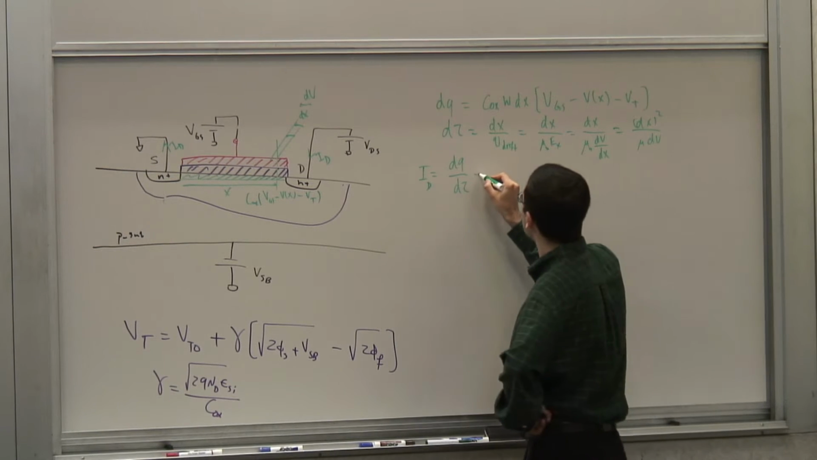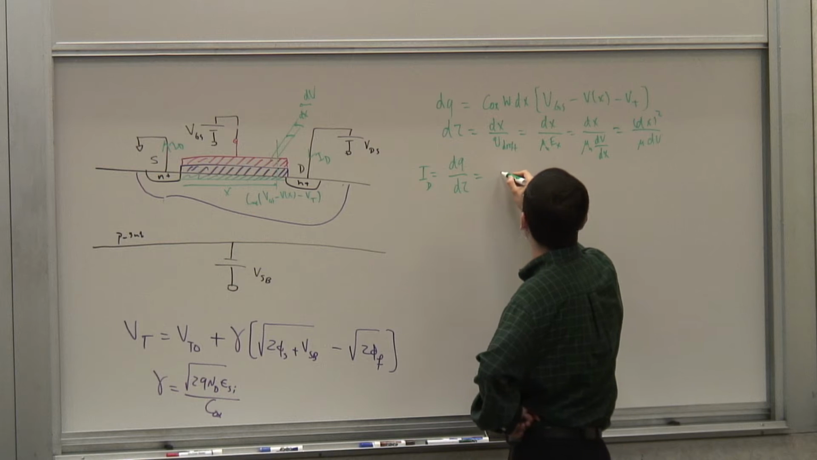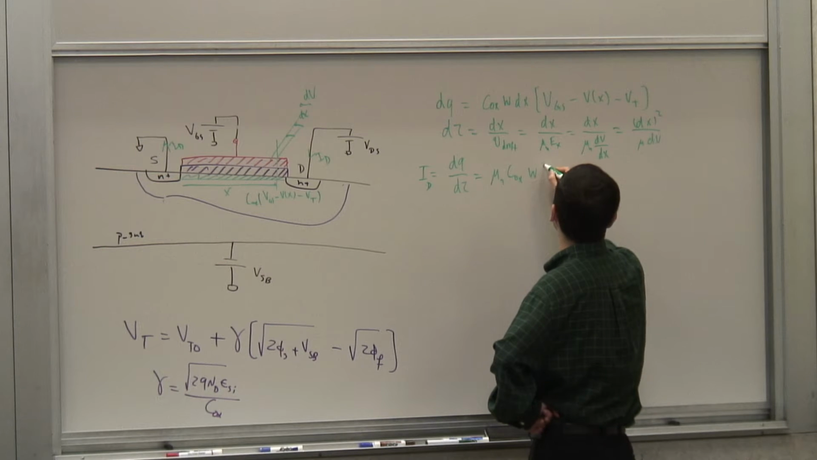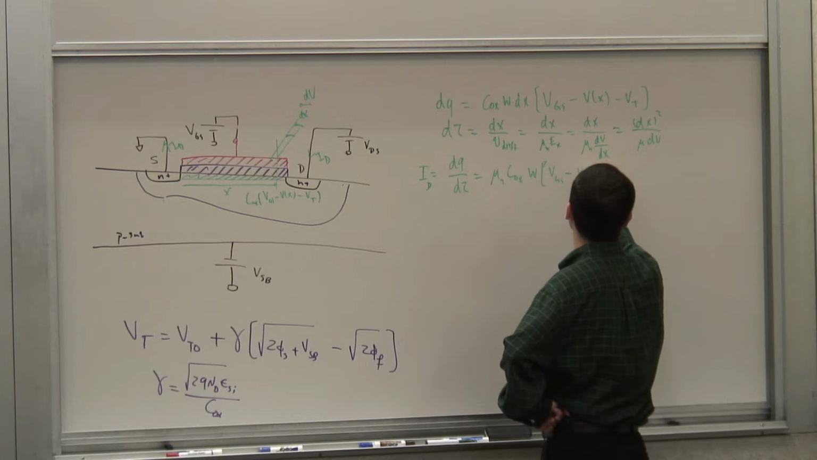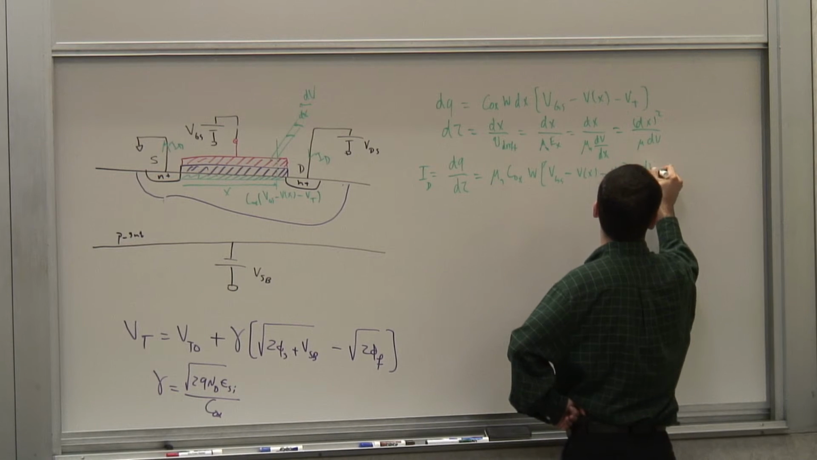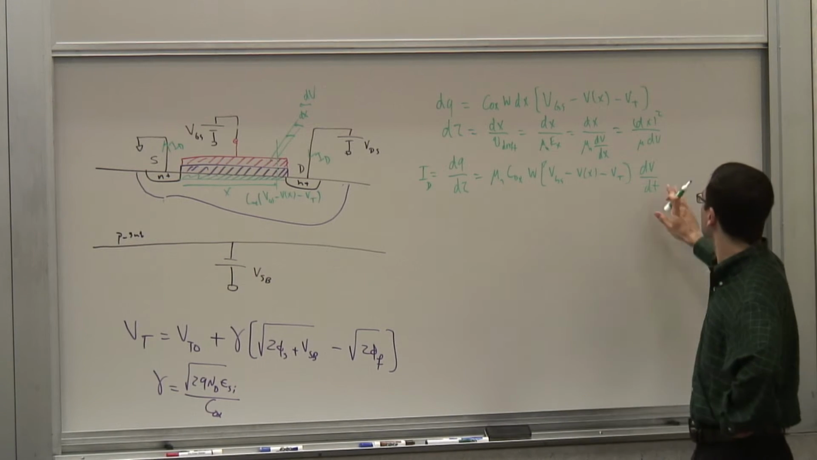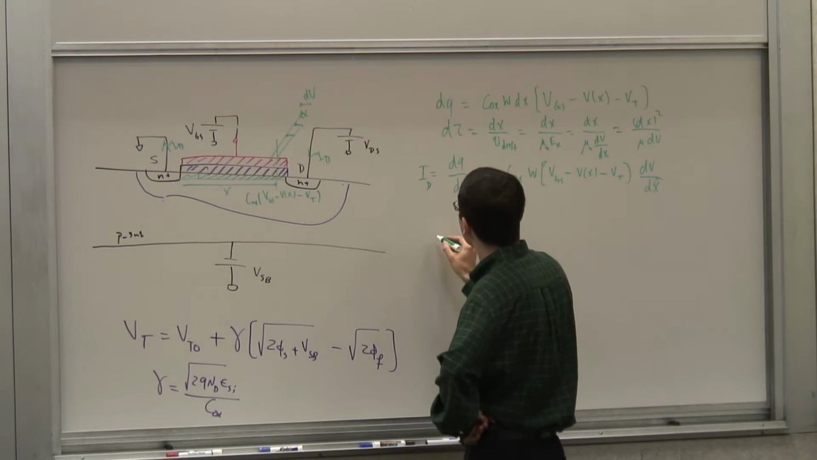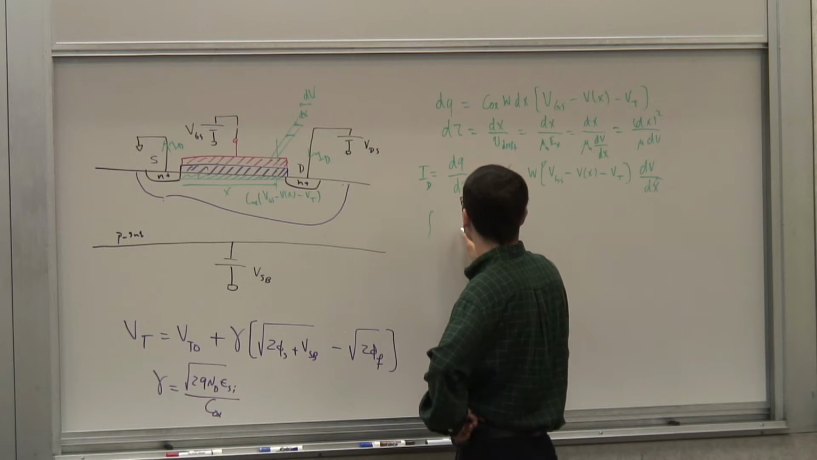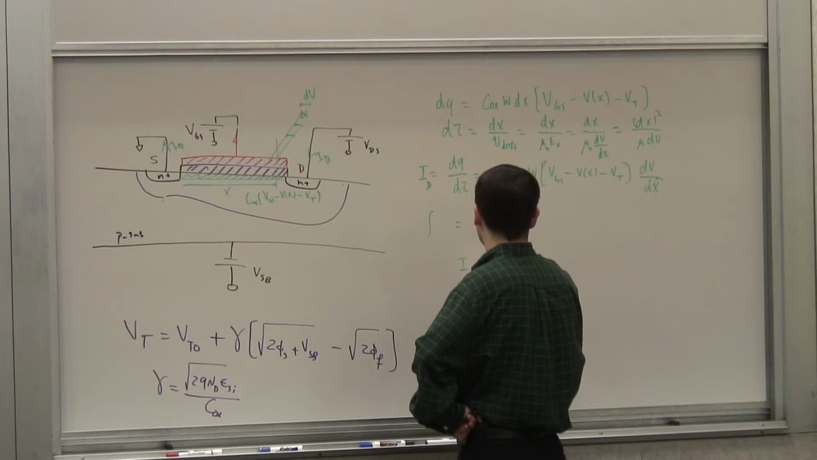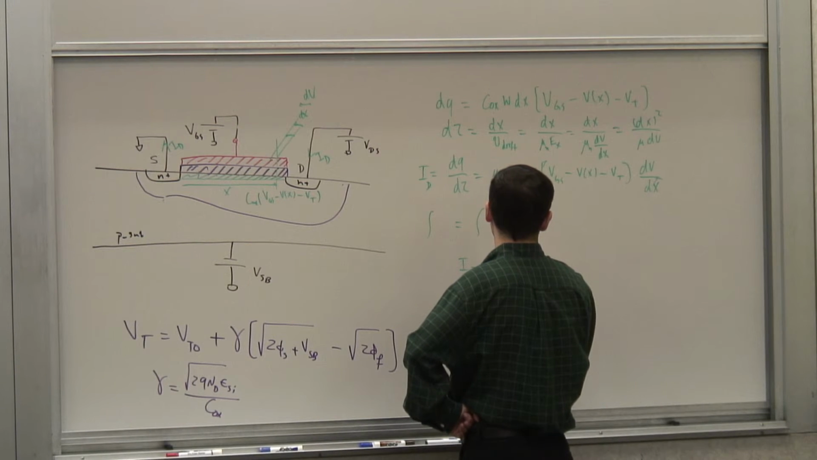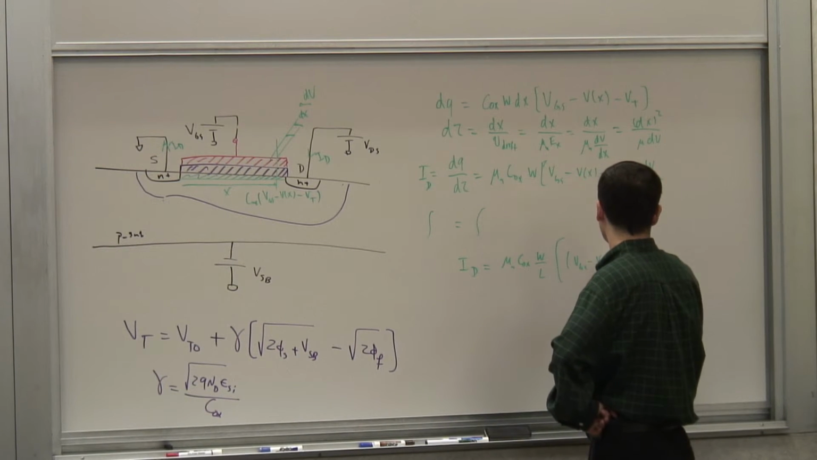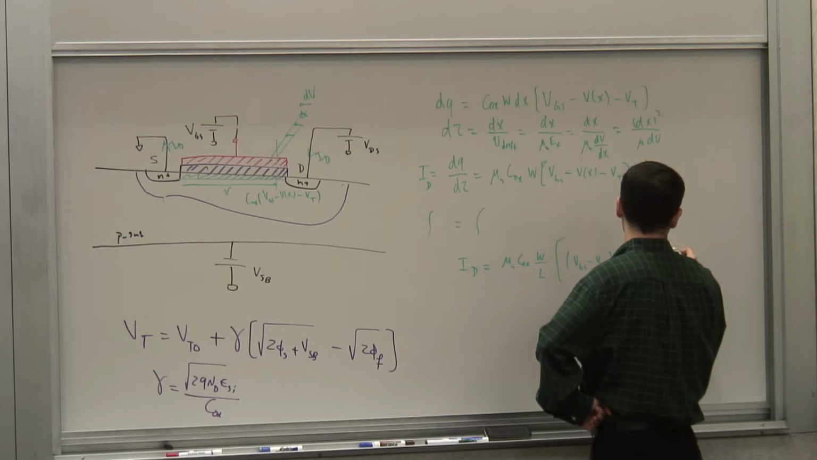And then when we plugged it into this, what we got was that divided by this one, so you got mu n Cox W times VGS minus V of X minus VT dV/dx. And then of course we integrated it from one side to the other and it gave us the expression. So we integrated both sides, I'm not going to repeat the integration, and it gave me the drain current, which was mu n Cox W over L times VGS minus VT VDS minus VDS squared over 2.